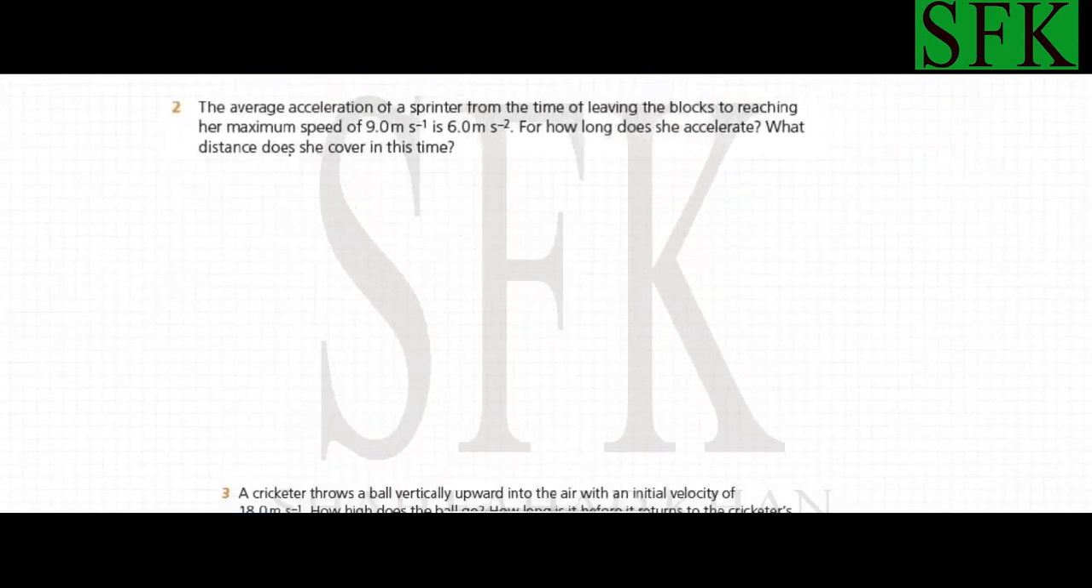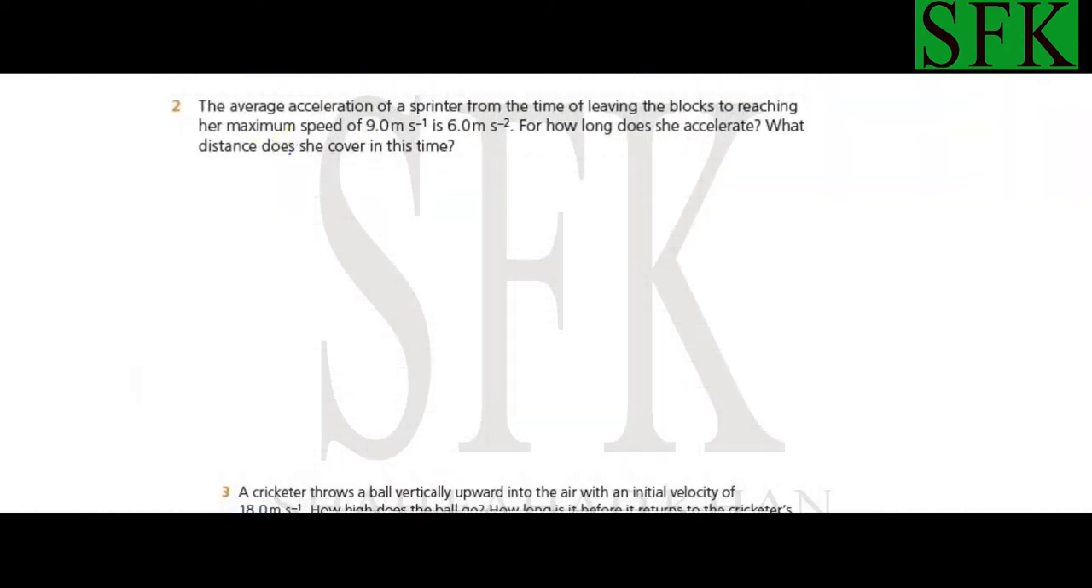Okay, now let's go to the second question. The average acceleration of a sprinter. Again the acceleration is constant, with an average value, from the time of leaving the blocks. So the sprinter was at rest, meaning the initial velocity was 0, to reach her maximum speed of 9 meters per second. The final velocity is 9 meters per second. And the average acceleration is given as 6 meters per second squared.